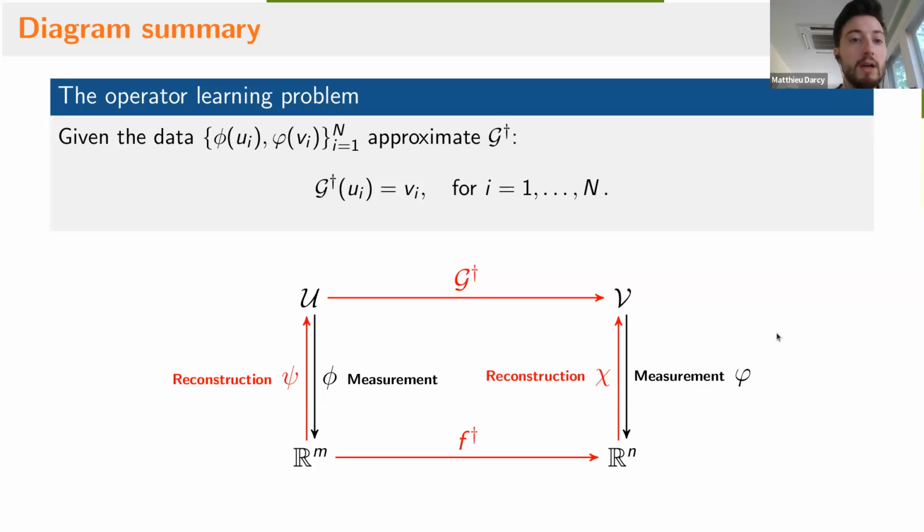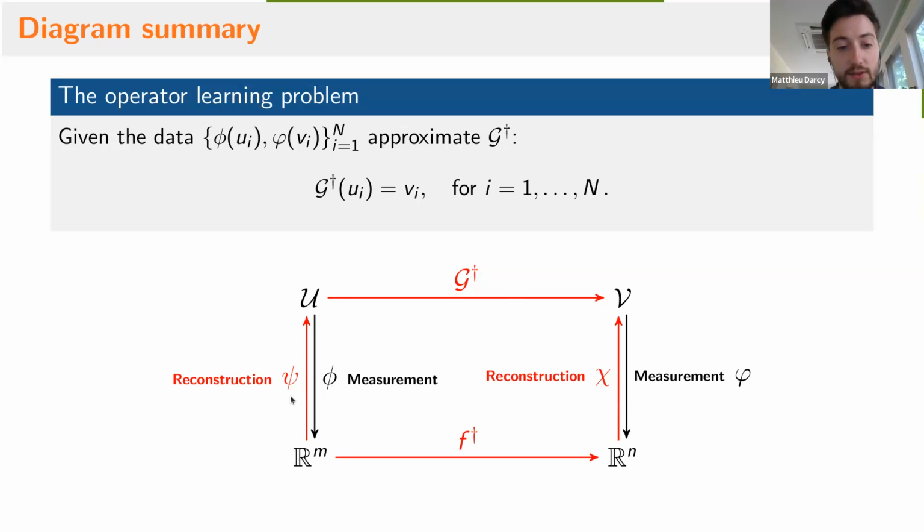Okay. So our method can be summarized by the following diagram. We have U and V, which are function spaces. You have this unknown G-dagger that maps U to V. And our approach is going to first define reconstruction operators. So you have these measurements phi and varphi that project the functions to finite dimensional spaces. We are going to define reconstruction operators psi and chi, which are going to go from these finite dimensional measurement spaces back up to the function spaces U and V. So these are unknown right now, but we're going to define them.